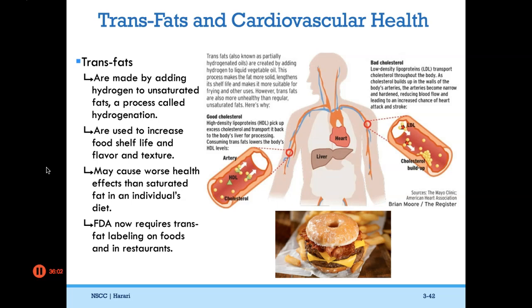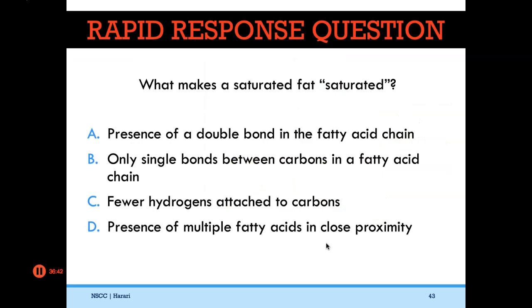And trans fats are now known to worsen our health by building up bad cholesterol in our blood vessels. You can read a little bit more about this in this little infographic from the Mayo Clinic and the American Heart Association. But when you're having bacon or a donut or fries, these are usually fried in trans fatty acids. And these are linked to high cholesterol and possibly a chance of heart attack or stroke. So the FDA now requires trans fat labeling on foods and in restaurants. So pause here and answer this question.